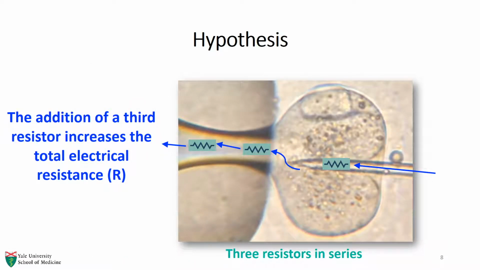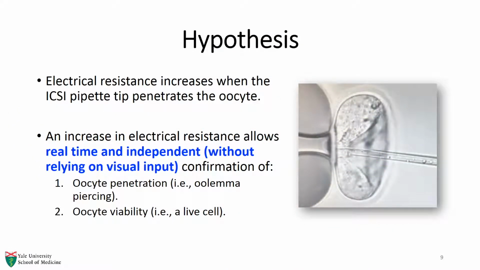However, when the ICSI pipette tip is inserted into the oocyte, the ionic current is forced to flow through the oolemma. In this case, the natural resistance of the oolemma becomes a third major resistance component added to the electrical circuit. We hypothesized that an increase in electrical resistance can confirm oocyte penetration and viability.